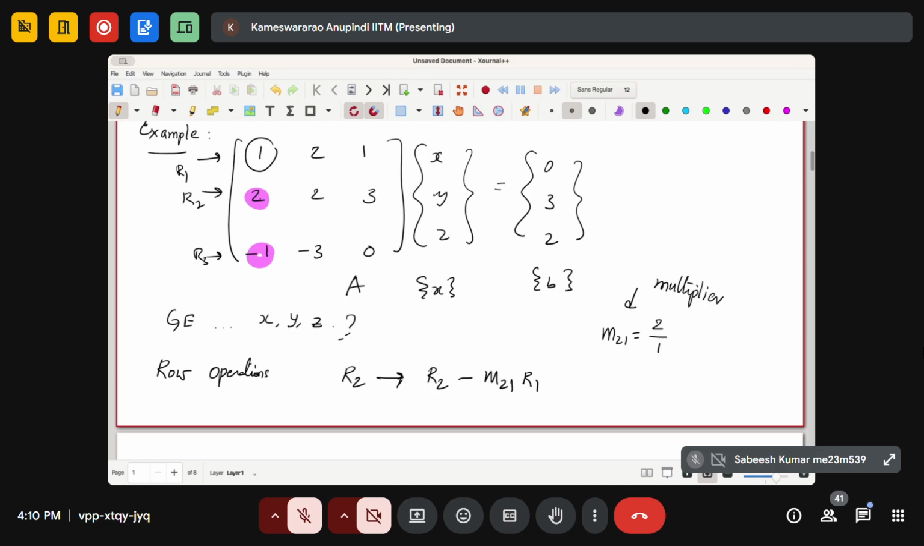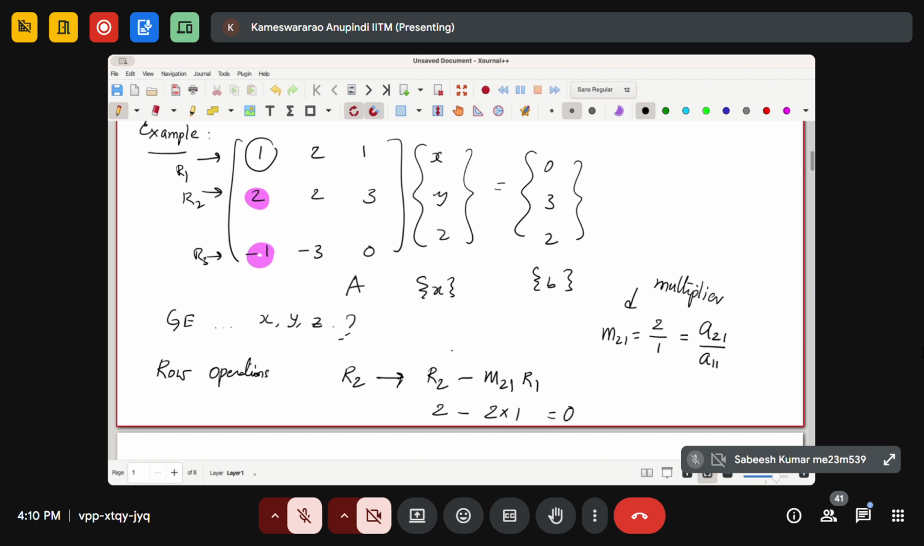So that's going to be 2. R2 right now contains 2, and then the multiplier is 2 by 1, that is 2 times the R1 value, which is 1. Okay. That basically is going to make this element 0. Okay. So that is the multiplier. That means the multiplier is nothing but A21 divided by A11. Okay. So that is the multiplier I have, and I'm going to use the same multiplier for the entire row. Okay, that means for the entire row I am using R2 minus M21 times R1.